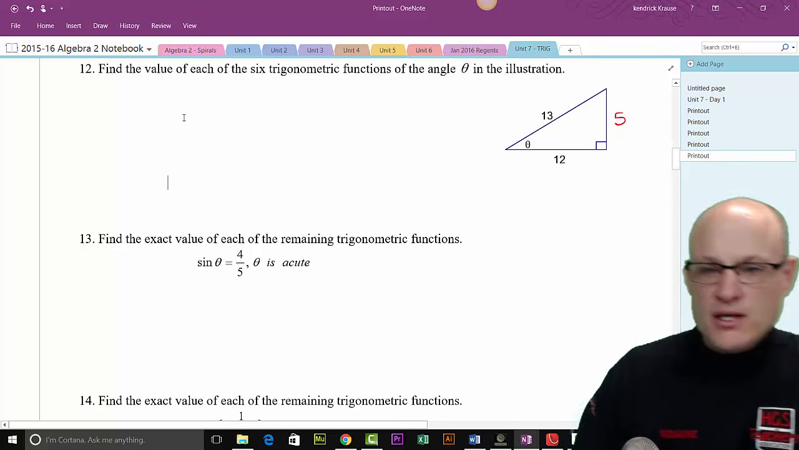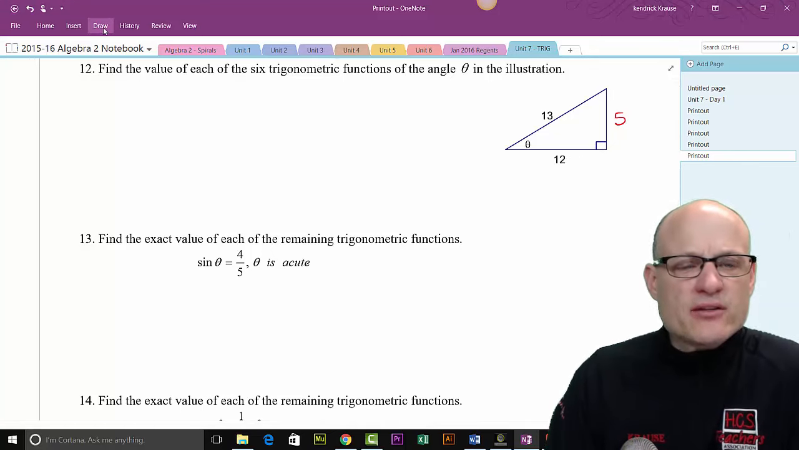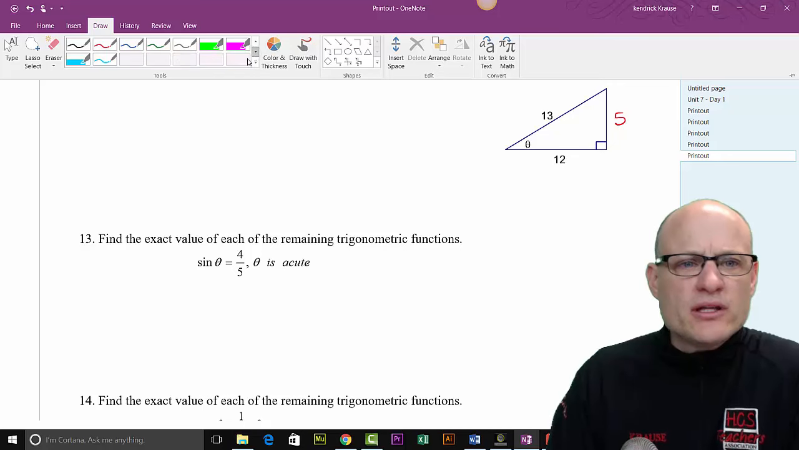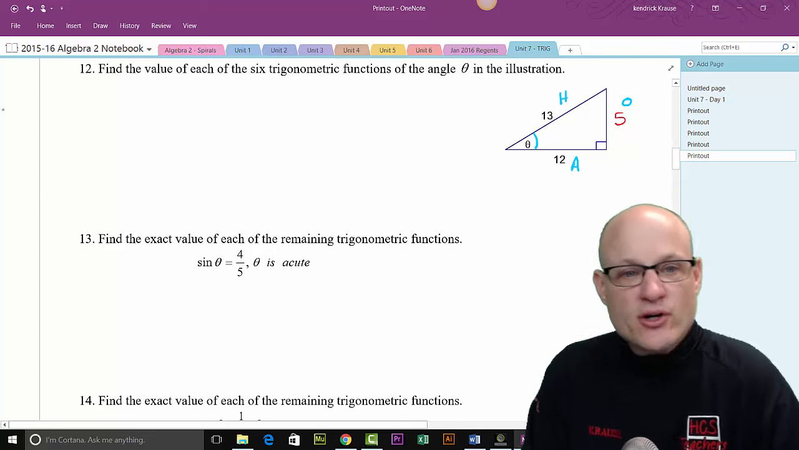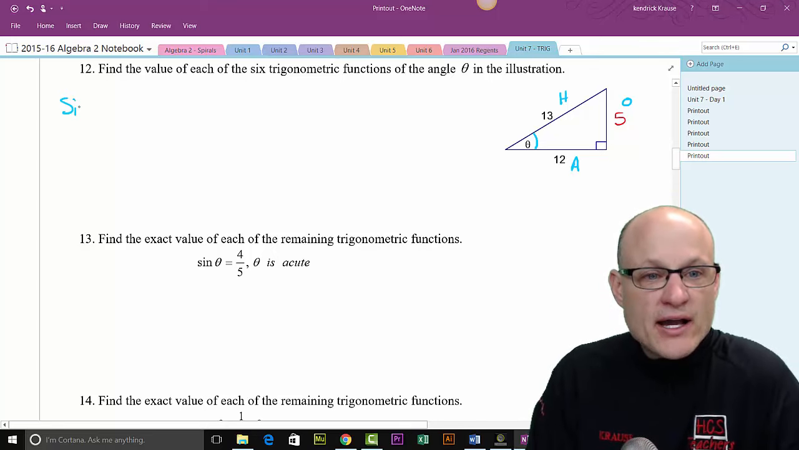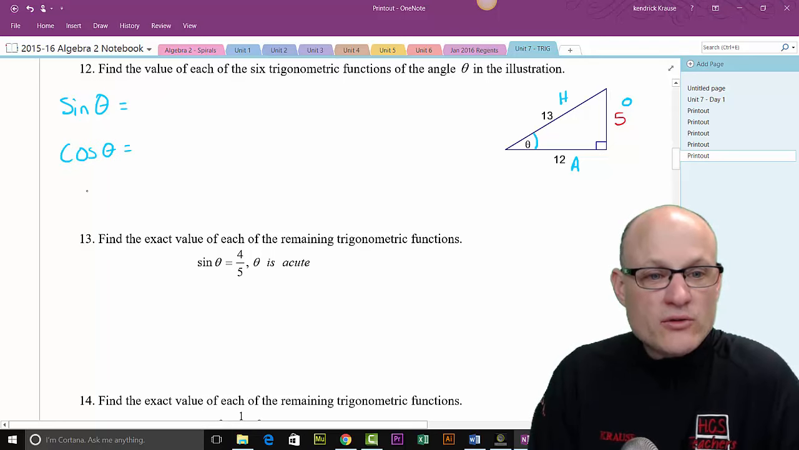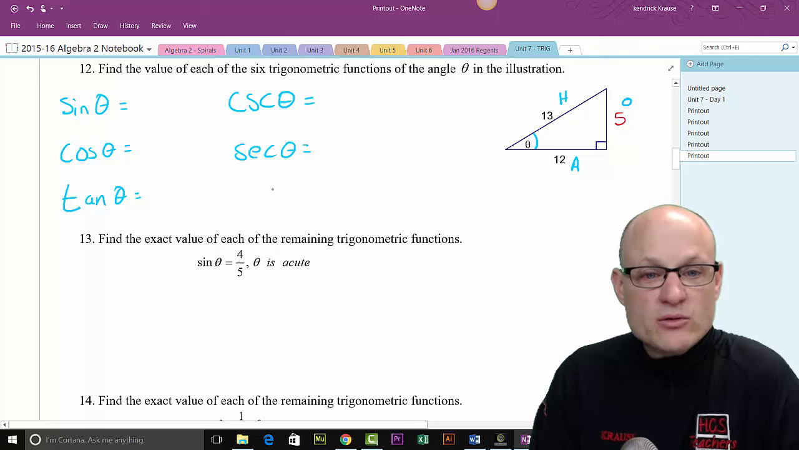All right. Before I continue, I think it's imperative that I absolutely label this O, A, and H. This is my angle, so this is H, this is opposite, and this is adjacent. So, sine of theta equals, cosine of theta equals, tangent of theta equals, cosecant of theta equals, secant of theta equals, and cotangent of theta equals.